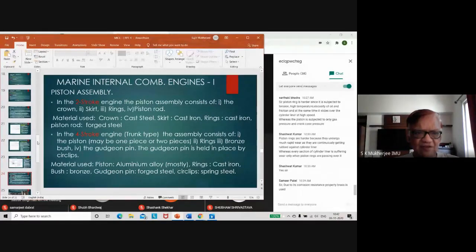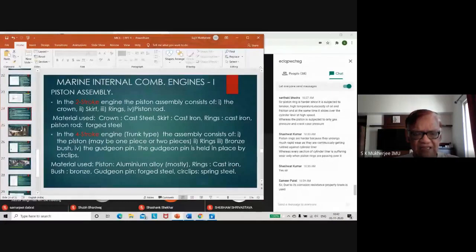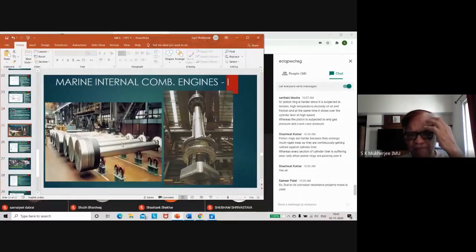Okay. So this is what the piston assembly is about. Let's have a look at the diagram of a two-stroke piston in an engine manufacturing place, or it might be only piston manufacturing. This is not on board the ship. You can never have six pistons of a large engine laid out like this in the engine room or on board the ship.